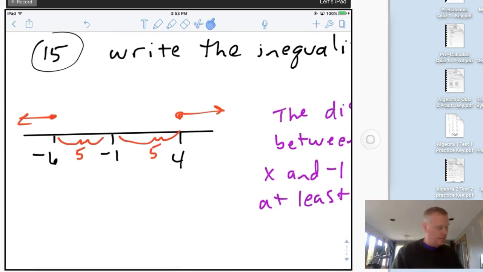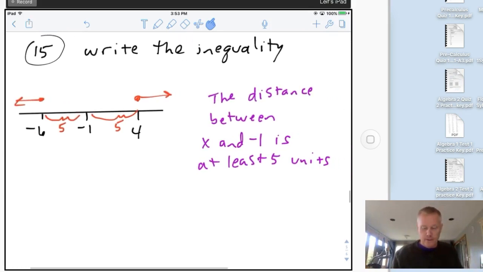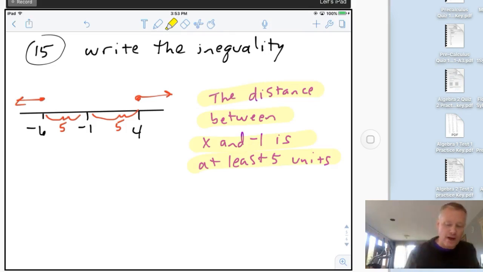All right. Getting into the last topic here. A little while ago, we were taking this sentence and turning it into an inequality. This is the same idea, except that we're giving you the graph. But I thought I'd put it out there just like this so you could see the two, because it's really the same thing. The distance between x and -1 is at least 5 units.